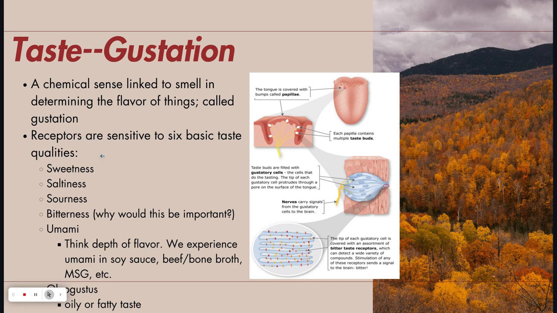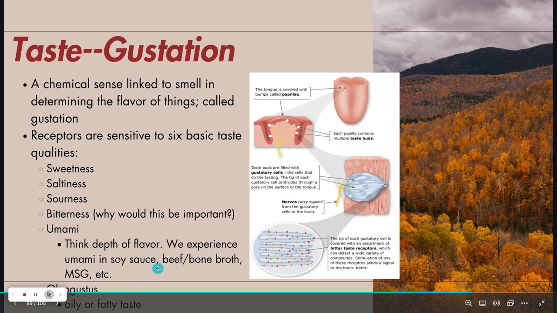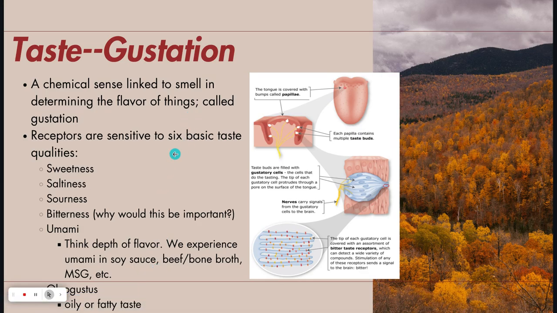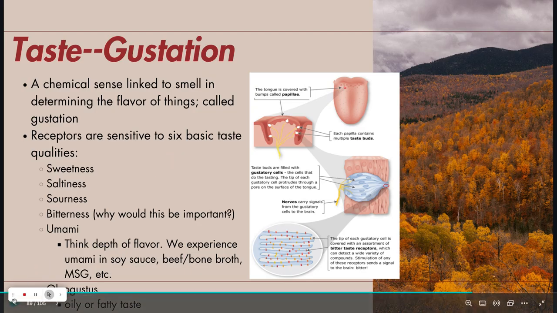Our receptors are sensitive to 6 basic taste qualities. You should know all 6 of these since they were in our learning targets. These include sweetness, saltiness, sourness, bitterness, umami, which is a really savory flavor if you think of like soy sauce or beef or bone broth, as well as MSG. And then finally, it's kind of blocking down there. Let me move this out of the way.